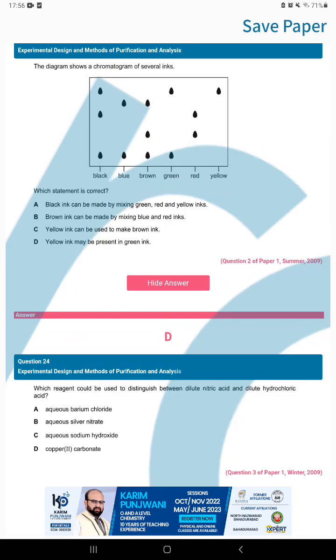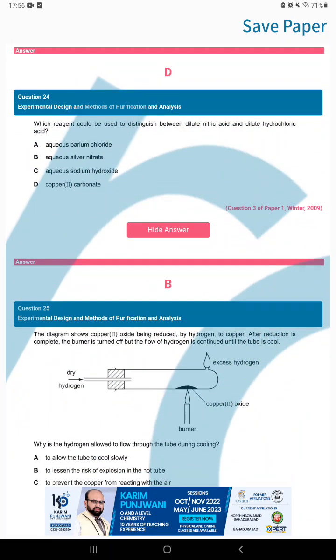The diagram shows a chromatogram of several inks. Which statement is correct? Black ink can be made by mixing green, red, and yellow inks. Brown ink can be made by mixing blue and red inks. Yellow ink can be used to make brown ink. Yellow ink may be present in green ink. So, yes. Which reagent could be used to distinguish between dilute nitric acid and dilute hydrochloric acid? Aqueous barium chloride, aqueous silver nitrate, aqueous sodium hydroxide, and copper carbonate.